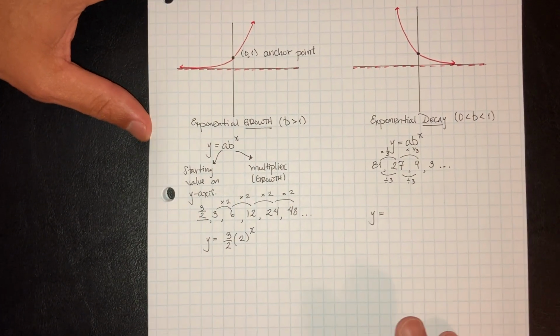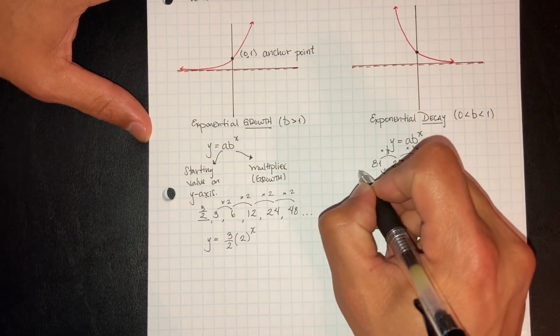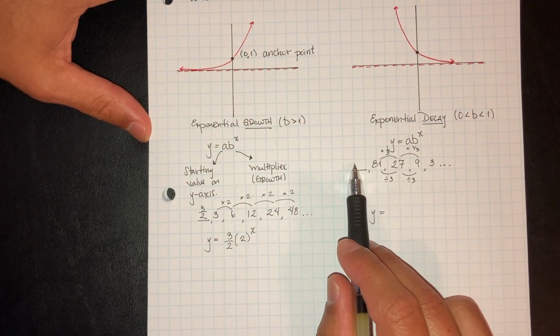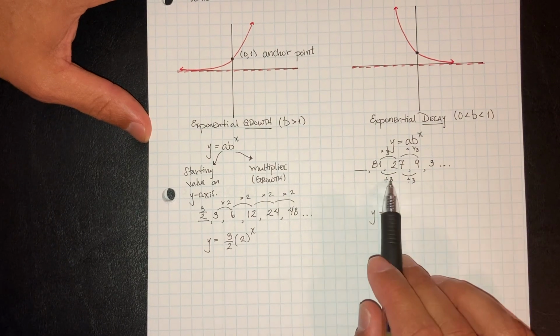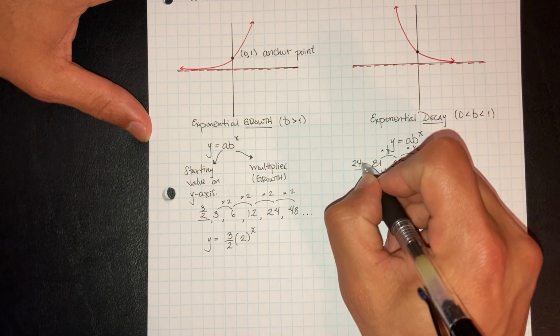Okay, what about this guy? Well, it would be the same thing. What's my a value? Well, I would need this value over here because that's my first number. So what would it be over here? Well, if going to the right is dividing by 3, then going to the left is multiplying by 3. So then this guy would be 243.